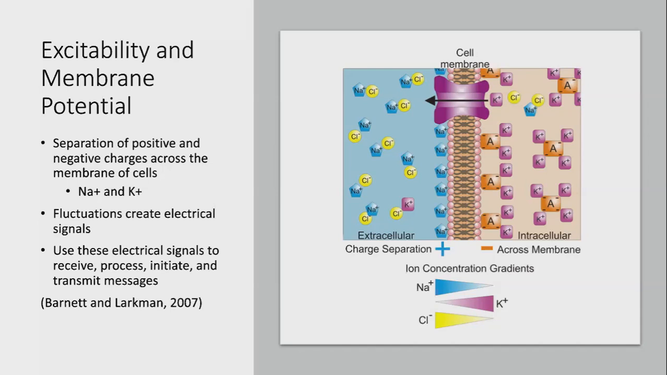So as you can see here, the extracellular space has more of those sodium ions, and the intracellular space has more of those potassium ions, which is going to be very important when we're talking about exactly how messages are sent in that action potential.